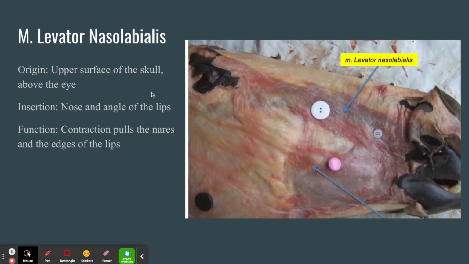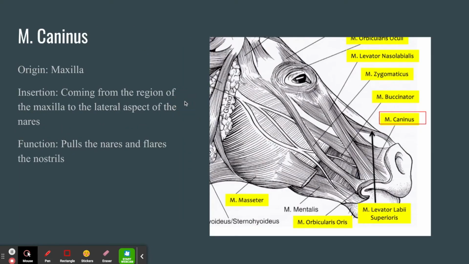And then you have the levator nasolabialis. Its origin is the upper surface of the skull above the eye, and its insertion is the nose and angle of the lips. The function is that contraction pulls the nares and the edges of the lips. And then you have the caninus, which has its origin at the maxilla, and the insertion coming from the region of the maxilla to the lateral aspect of the nares. The function is that it pulls the nares and flares the nostrils.